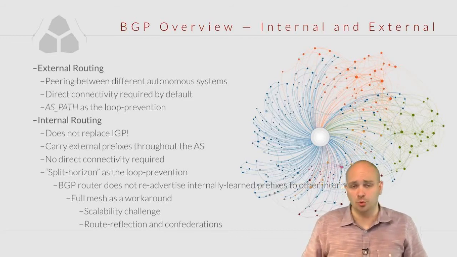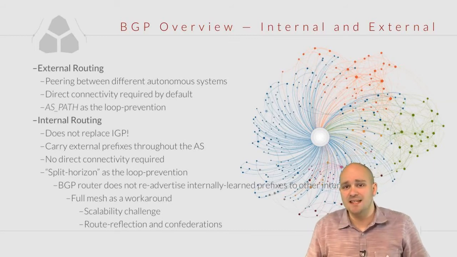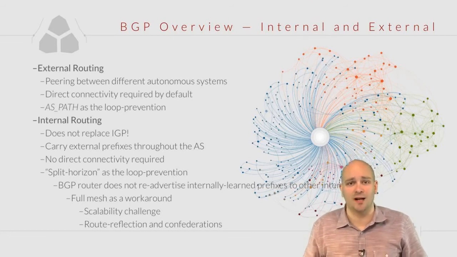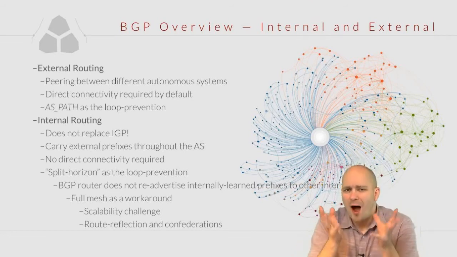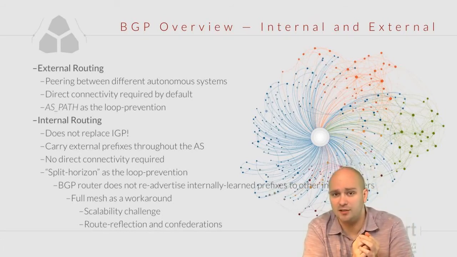There are some rules that govern this external peering, and one of the most important ones is that by default the external neighbor needs to be directly connected to us. Now, why would this be? Why would the external peer need to be directly connected to us?